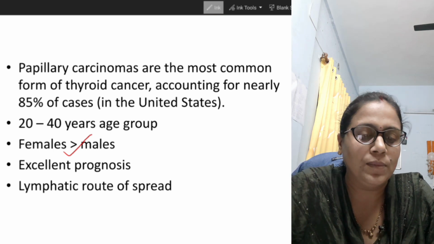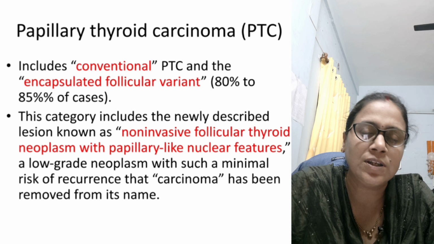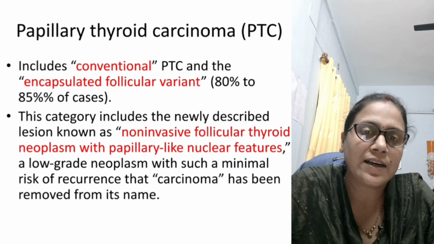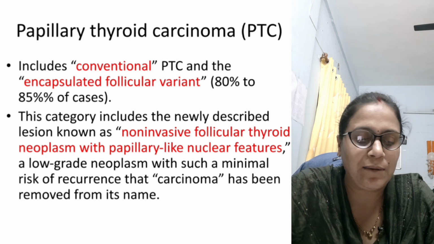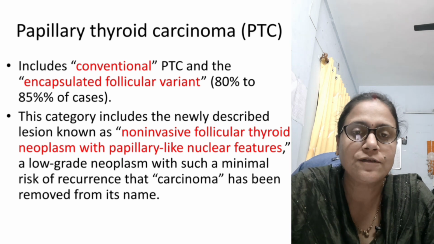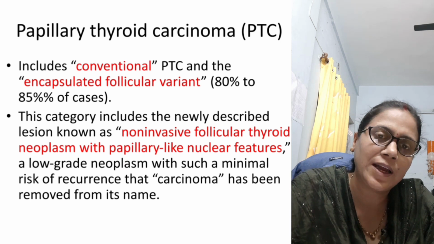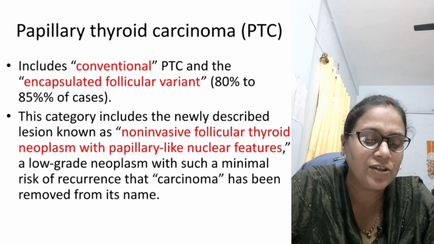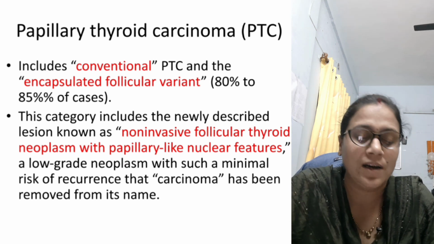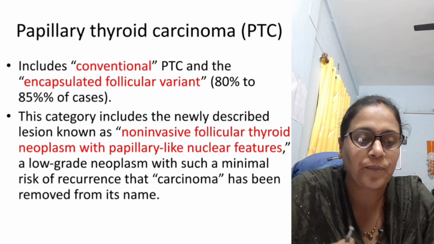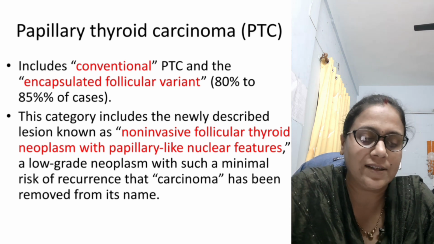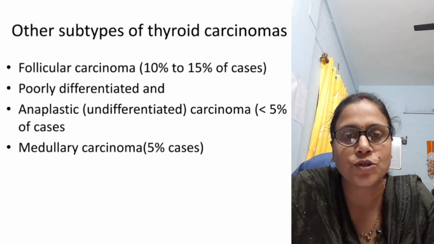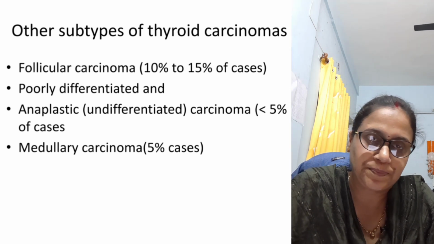Papillary thyroid carcinoma includes the conventional PTC and the encapsulated follicular variant. This category now includes the newly described lesion known as the non-invasive follicular thyroid neoplasm with papillary-like nuclear features, which is a low-grade neoplasm with such a minimal risk of recurrence that the word carcinoma has been removed from its name. Other subtypes of thyroid cancer are follicular carcinoma, poorly differentiated and anaplastic carcinoma, and medullary carcinoma.